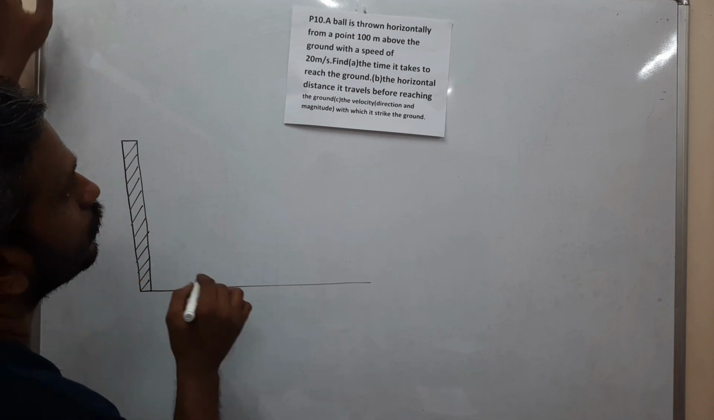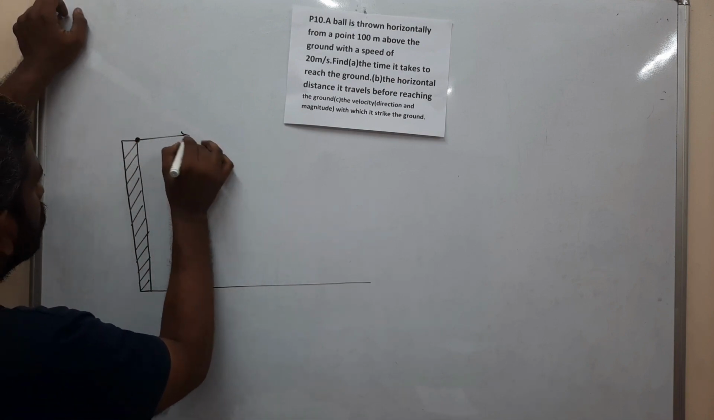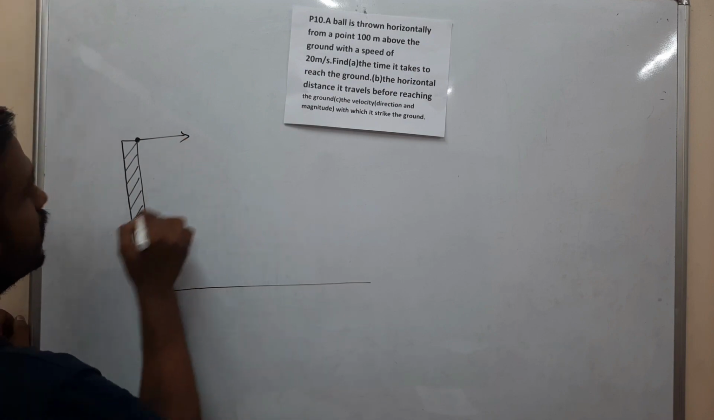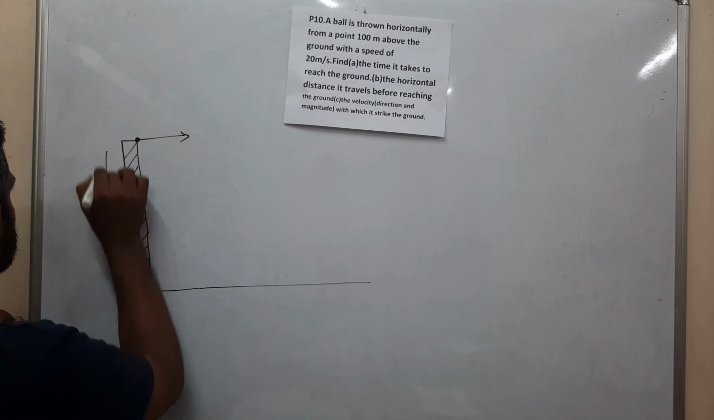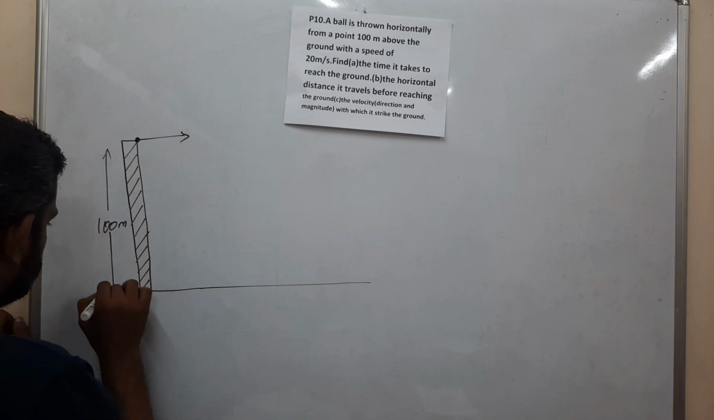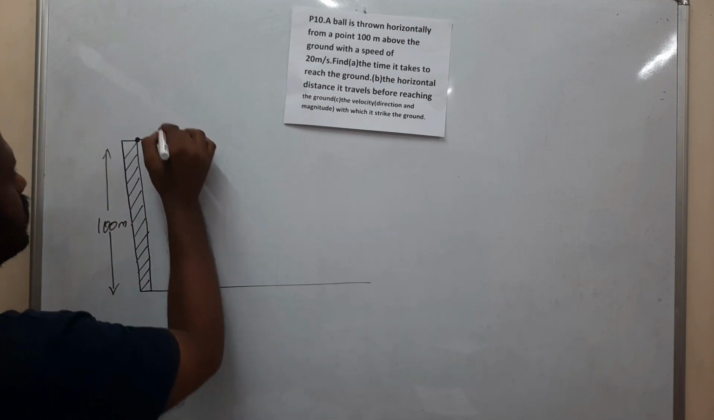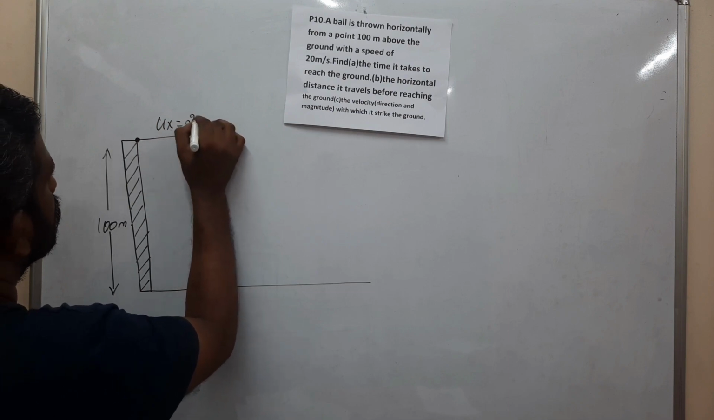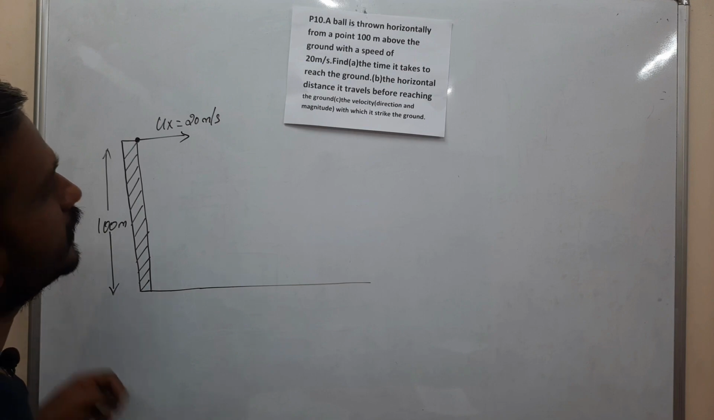A ball is thrown horizontally from a point that is 100 meter above the ground with a speed of 20 meter per second, that is ux is equal to 20 meter per second. Find the time it takes to reach the ground.